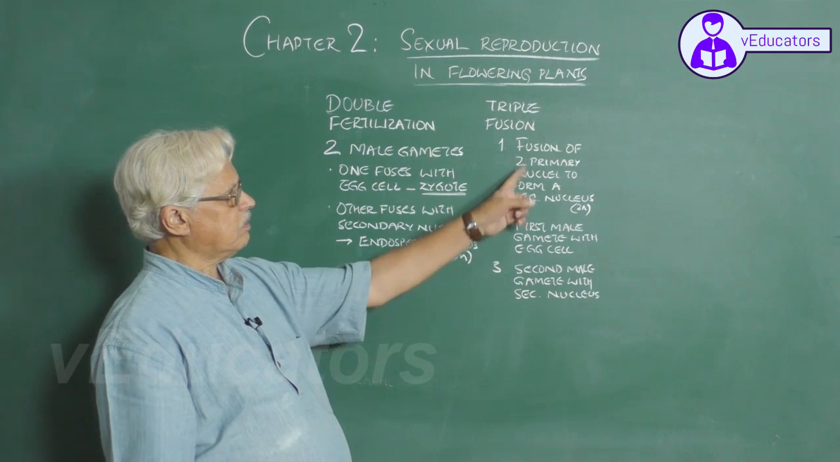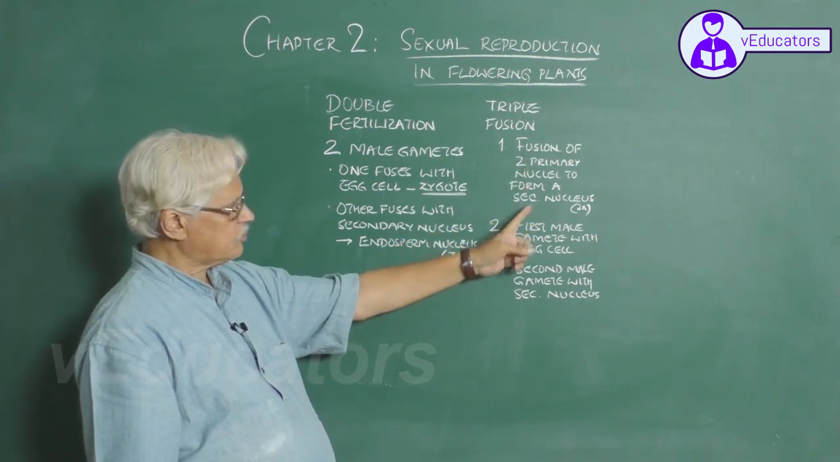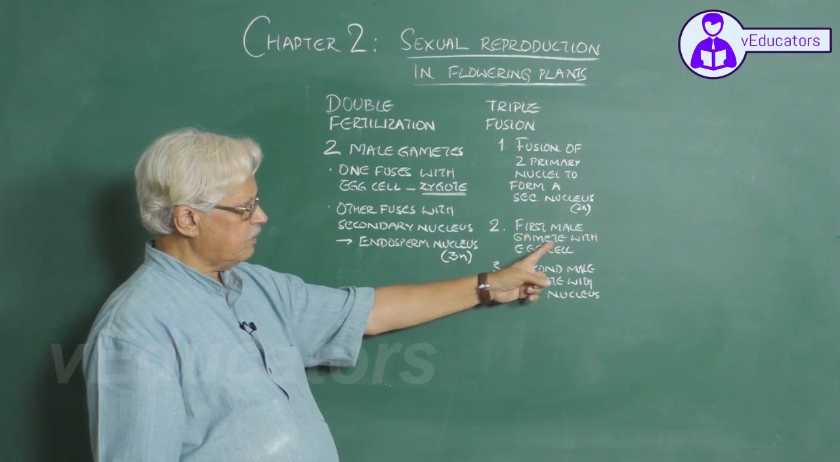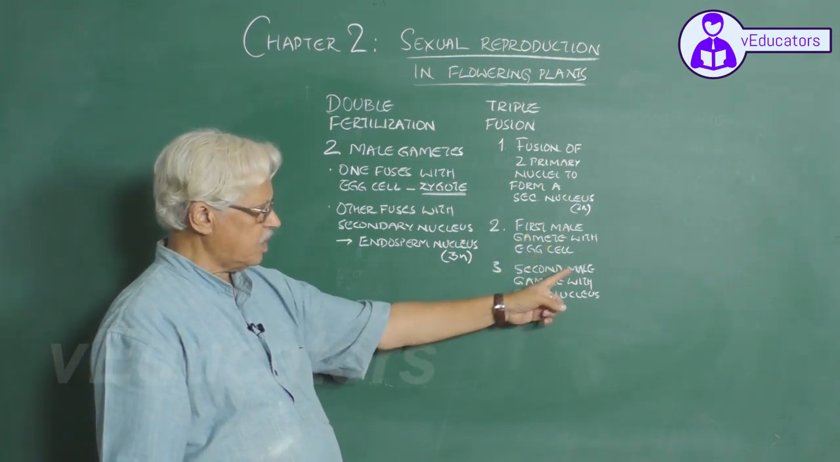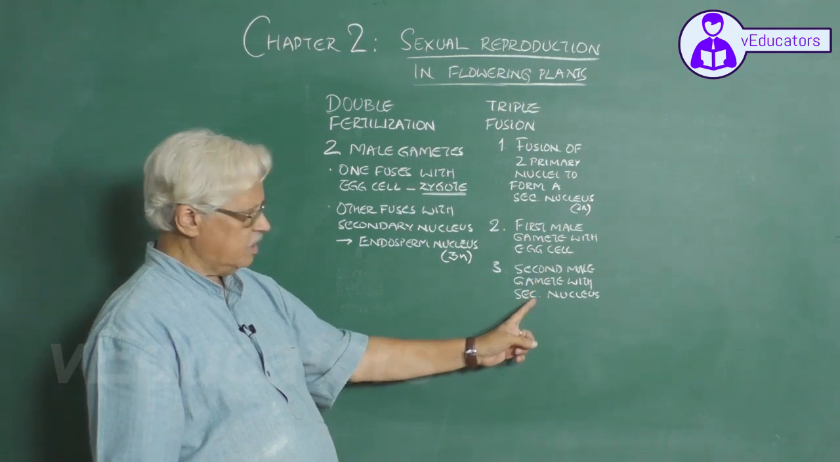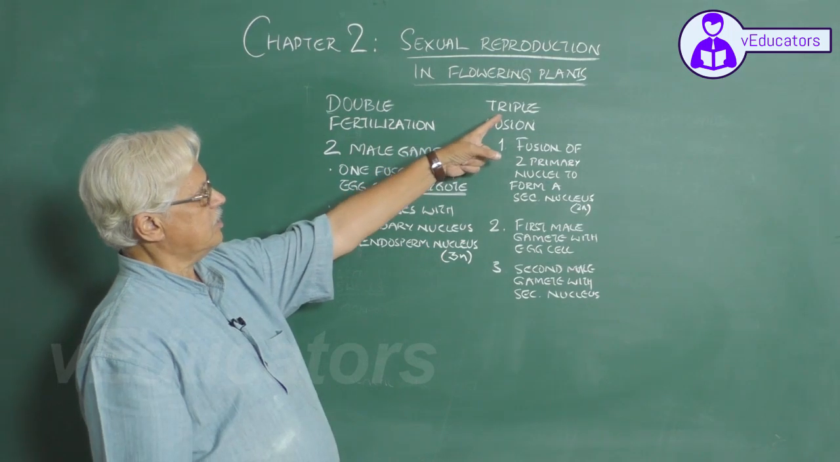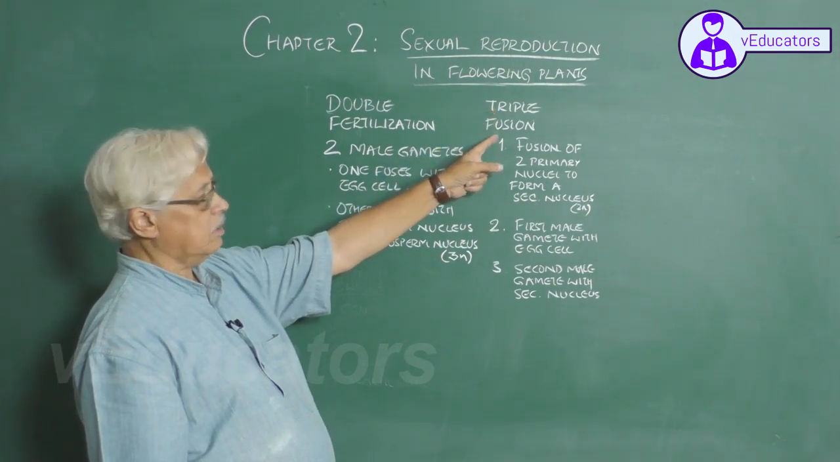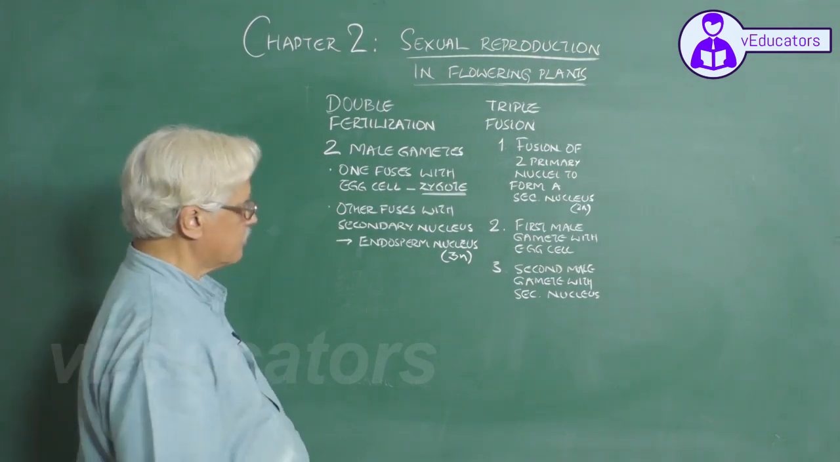So fusion number 1, two primary nuclei fused to form secondary nucleus. Fusion number 2, first male gamete fusing with the egg cell. Fusion number 3, second male gamete fusing with the secondary nucleus. Therefore, it is described as double fertilization and triple fusion.